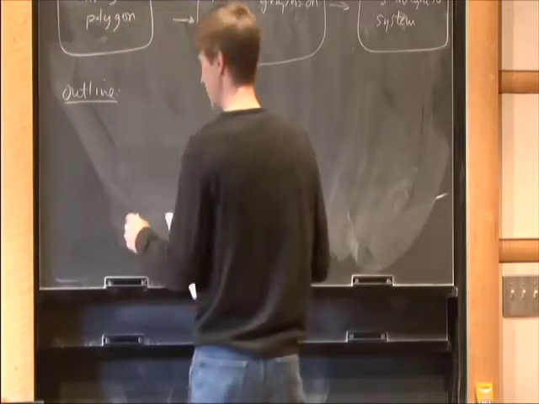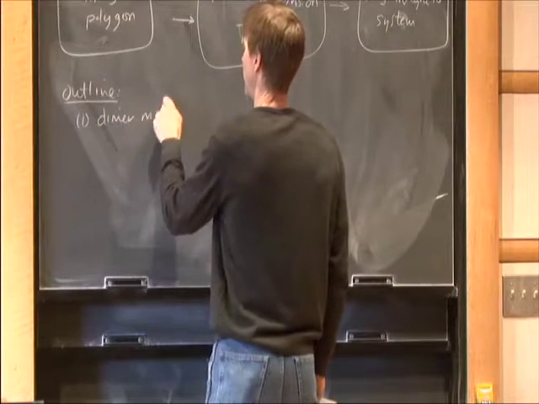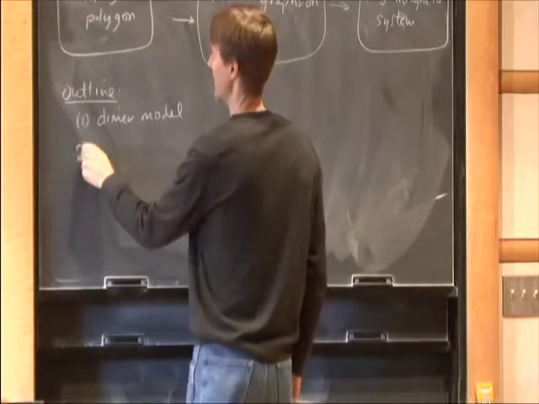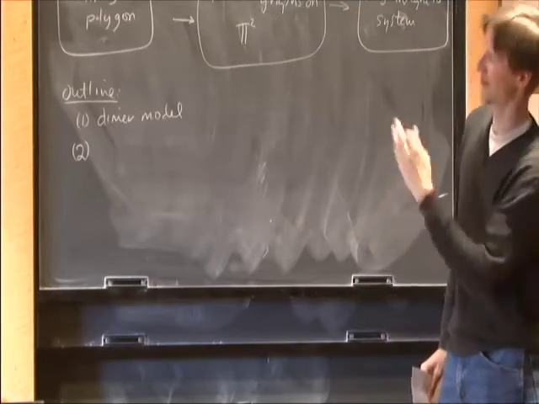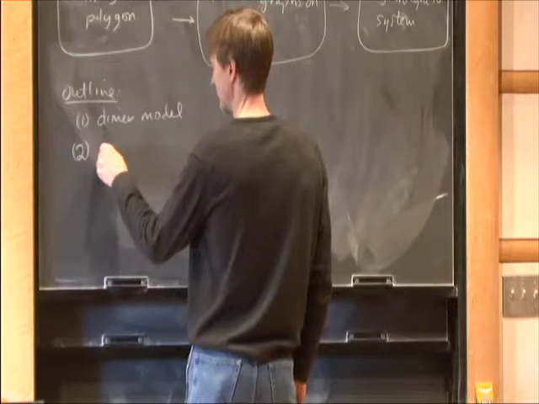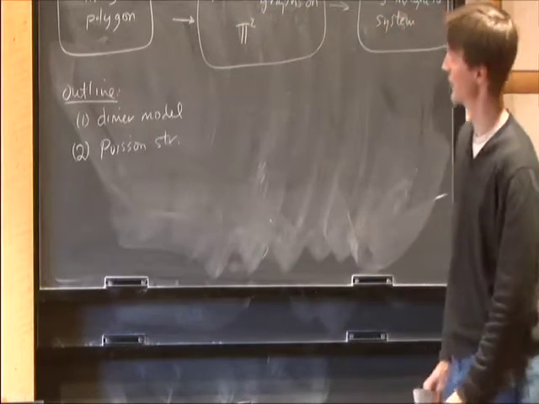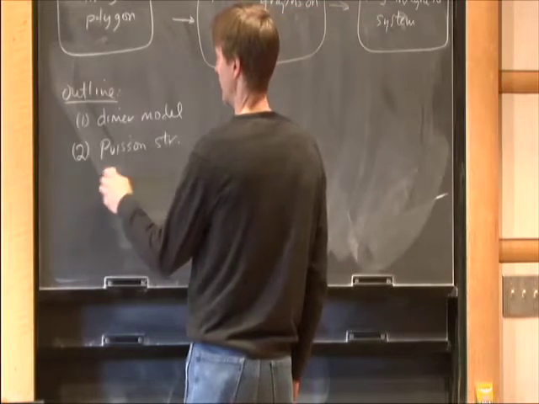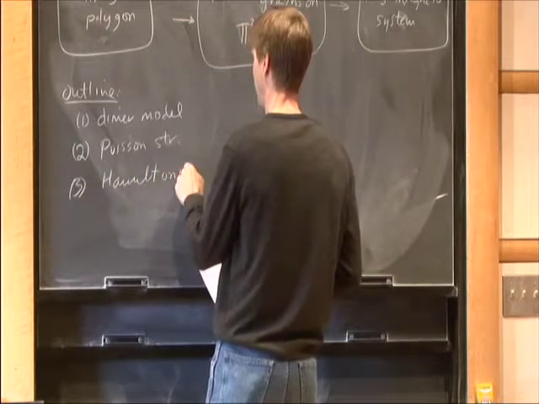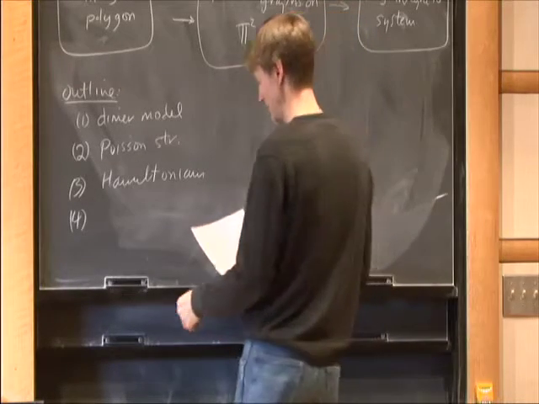So I'm going to first tell you about the dimer model a little bit more. The Hamiltonians of the integrable system are sums of dimers on the graph. Then I have to tell you about the Poisson structure, which is controlling the Hamiltonian dynamics. And then I can tell you what the Hamiltonians are. I have to tell you all the various pieces that go into the construction of this Hamiltonian, Liouville integrable system.